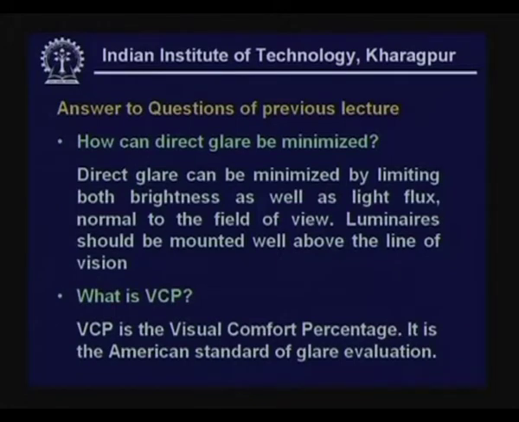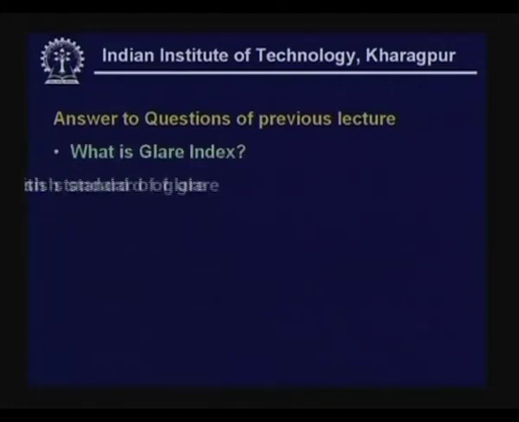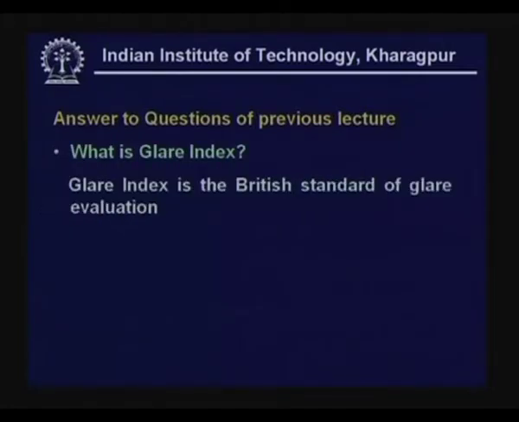VCP stands for visual comfort percentage, the American standard glare evaluation process. What is glare index? The glare index is the British standard of glare evaluation. We had glare index, the luminance curve system and VCP. VCP is the American reference.